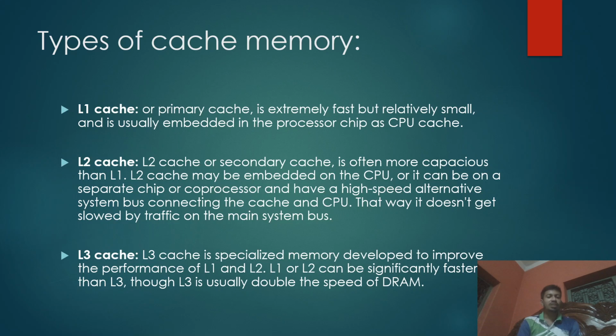And the last one is L3 cache. L3 cache is specialized memory developed to improve the performance of L1 and L2 cache. L1 and L2 can be significantly faster than L3. We say that L3 is slower than L1 and L2, but it is also a fast memory. L3 is usually double the speed of DRAM.